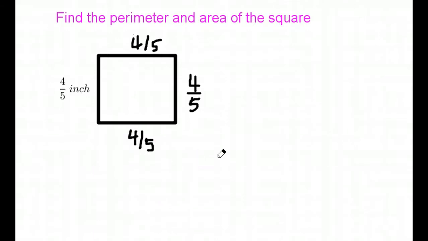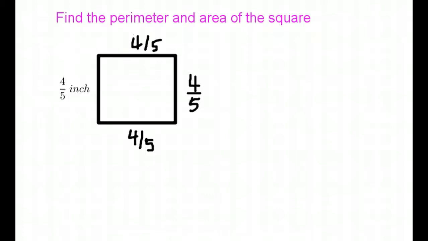Well, perimeter is to determine the total length around the square. This is found by adding all sides. Now, adding all sides of the square is like adding 4 over 5 plus 4 over 5, and we do that 4 times.